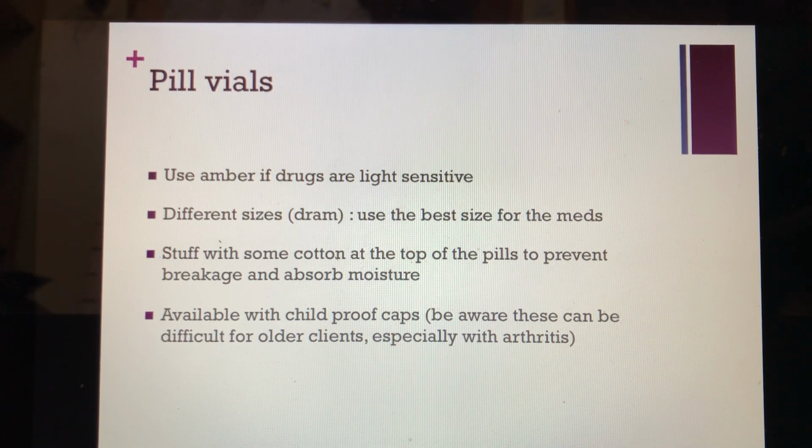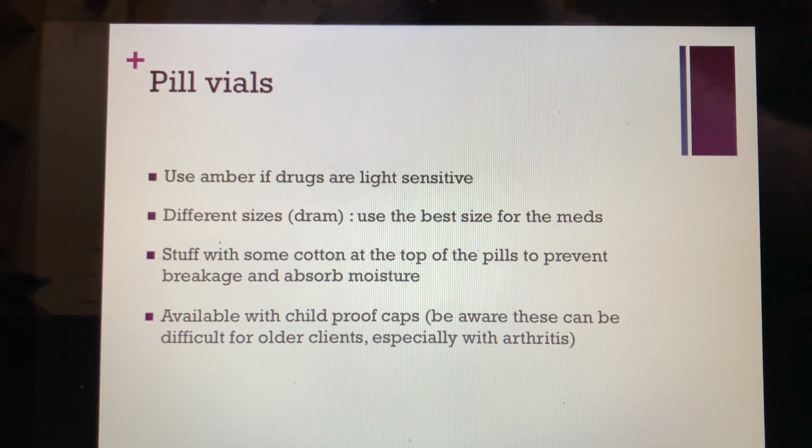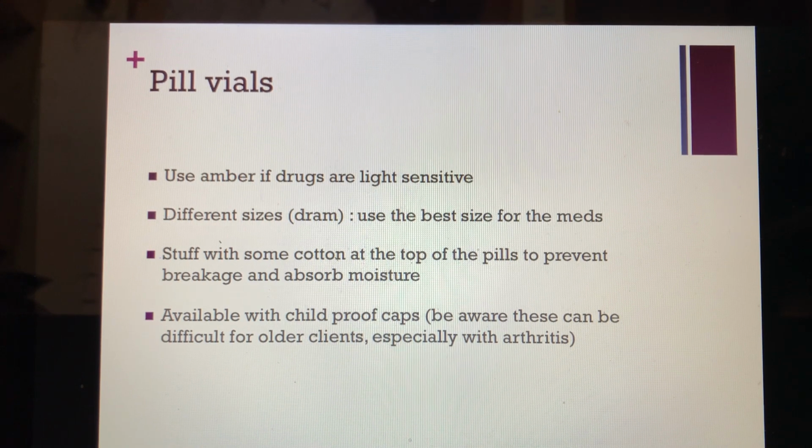We can pack the pills with some cotton. That will help to prevent them from shaking around and breaking. But ideally, you use the size that suits the medication best. Sometimes, honestly, I think it's hard to estimate volume. That's something that's tricky for me. Sometimes it's easier for other people, and if that's you, congratulations. But if you're anything like me, it takes a lot of trial and error to build the skill of determining the best size of pill vial to use.